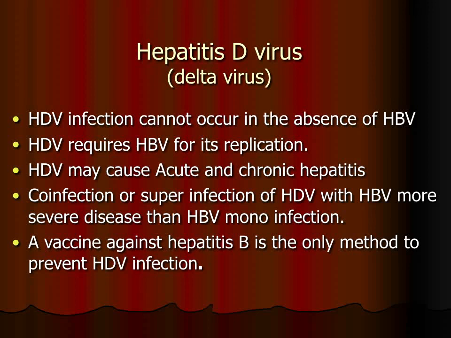Hepatitis D virus may cause acute and chronic hepatitis. There are two types: co-infection, that is to say B and D, or super-infection, that is to say infection with D on top of a previous chronic hepatitis B virus. When superinfection occurs, it is more severe disease than hepatitis B virus monoinfection. A vaccine against hepatitis B is the only method to prevent hepatitis D virus.